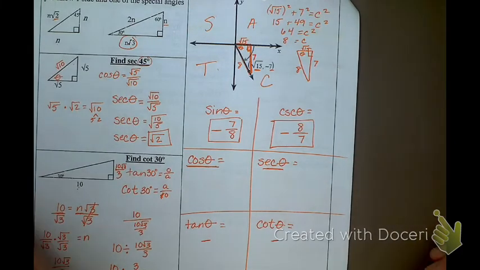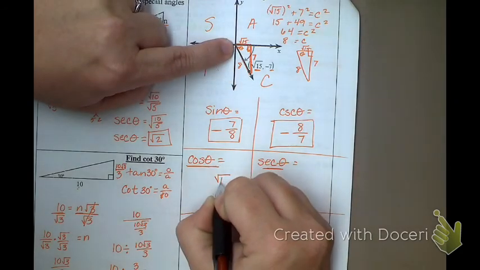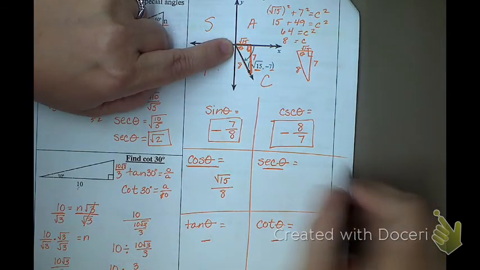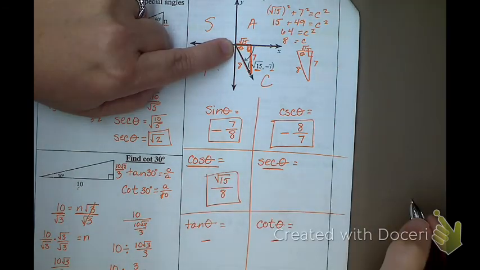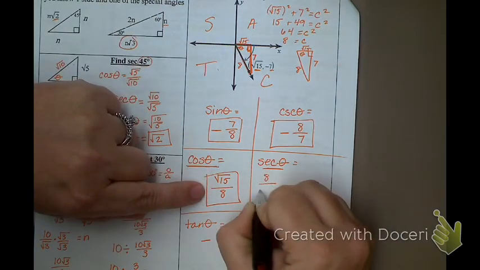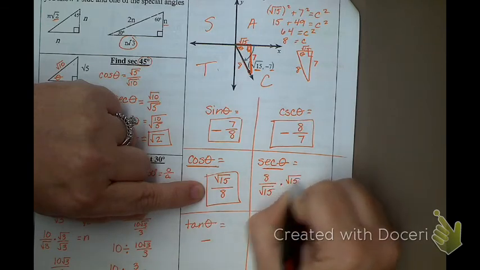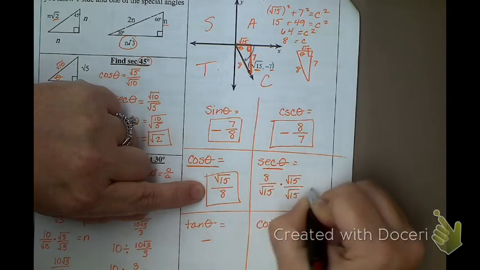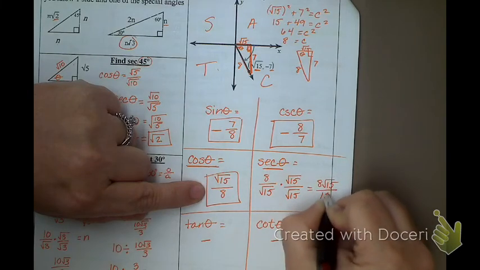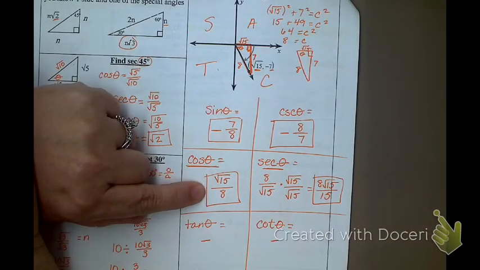Okay, so I've got my sine. Cosine is adjacent, which would be rad 15, over hypotenuse. No simplifying necessary. That's my cosine. Secant is going to be the reciprocal of this. So that would be 8 over rad 15. Do need to do some simplifying. Multiply by rad 15 over rad 15. That gives me 8 rad 15 over 15. Double check if you can simplify. I can't. So that's my secant.